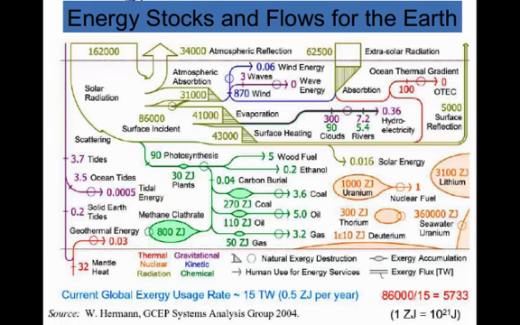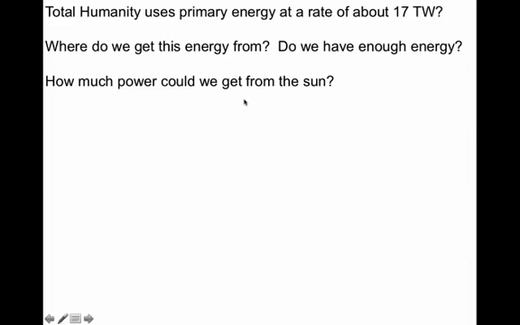We remember seeing this, the energy stocks and flows for the Earth. And we recall that the world's population uses about 17 terawatts now, it's updated. And we get from the sun, it claims 162,000 terawatts. Is it possible? Let's do a simple calculation.